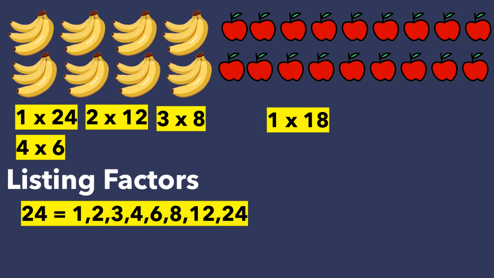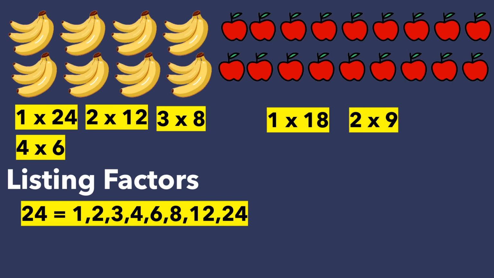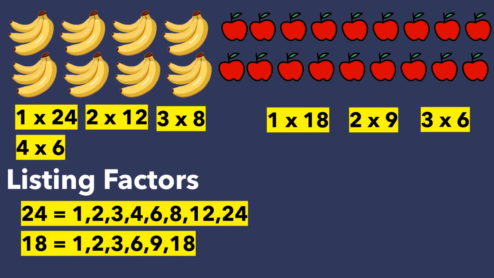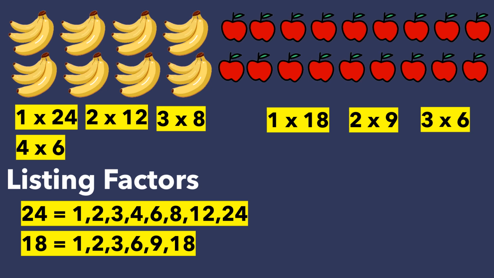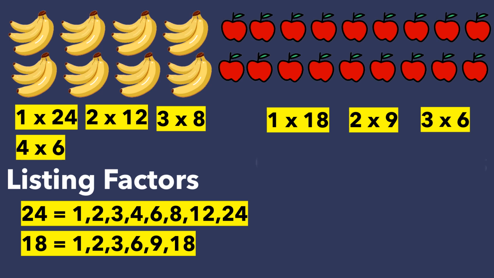While in 18 apples, we have 1 times 18, 2 times 9, and then 3 times 6. By listing all the factors of 18, we have 1, 2, 3, 6, 9, and 18.